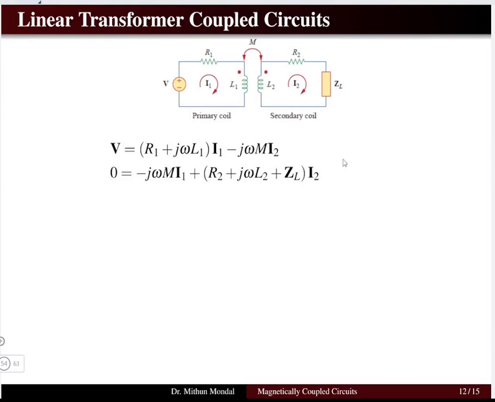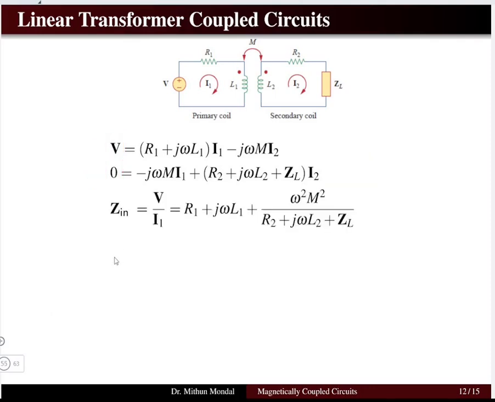So if we write the KVL equations in the first and the second loop in the frequency domain, we will get equations like this, where the voltage is given in the primary coil, and in the secondary coil we do not have any source.